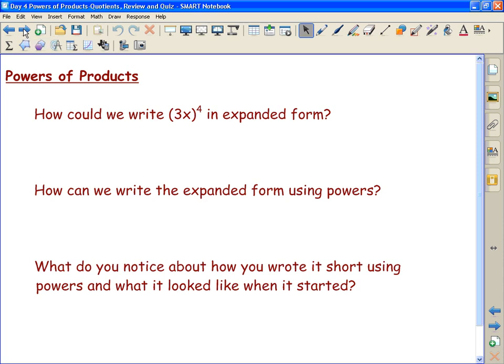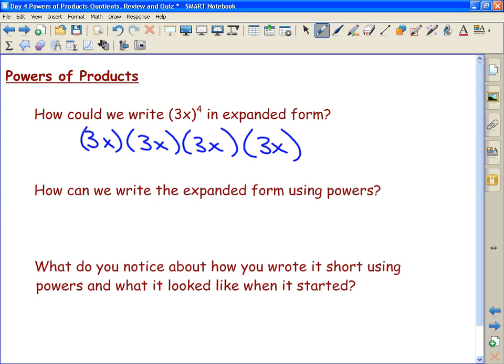So we're going to start here with how could we write the quantity 3x to the fourth power in expanded form? Many of us might say, well, we could write that as 3x times 3x times 3x times 3x. Now, the need for parentheses here really is not that important because I can simply write this as 3 times x times 3 times x times 3 times x times 3 times x. So if I were to look at this, I could probably write this expanded way in a shorter form.